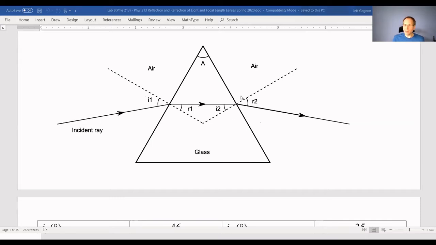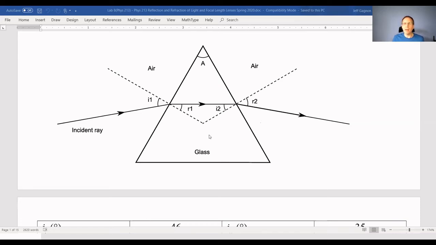Then for the second face, think of it as two different problems. It's first going from air to glass, and then think of it as starting in the glass and going back to air. So for the second part, I2 is your angle of incidence, when it starts in the glass. And then when it goes to air, where the index of refraction is smaller, it's going to bend away from the normal. So R2 would be your angle of refraction. Angle of incidence, angle of refraction: think of I as incidence, R as refraction.